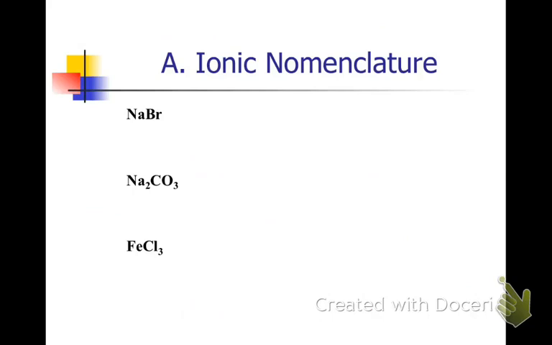How do you know there's not? There's no charges in any of these. There's only 2 elements. Okay? What's the name of the first element? Well, it's sodium. And the second element is bromide with an IDE ending because it's the anion that comes at the end. IDE.